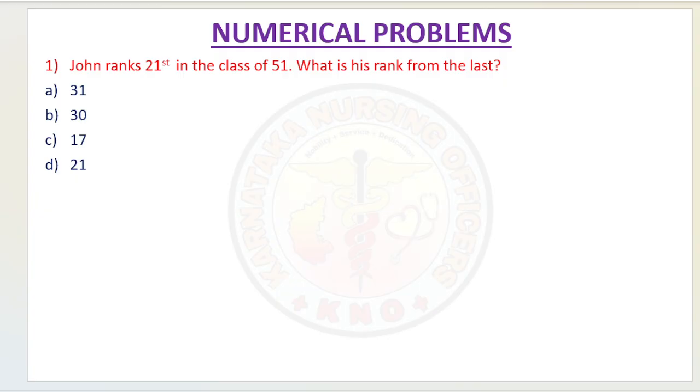So now let us move on to the numerical problems. The numerical problems that I am going to solve were all asked in your RRB previous year question paper. Understood? So now let us see the first question: John ranks 21st in the class of 51. What is his rank from the last? The options are option A 31, option B 30, option C 70, and option D 21.